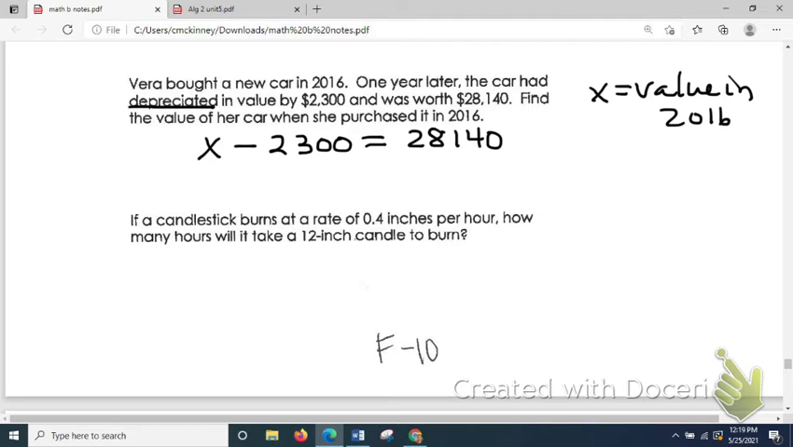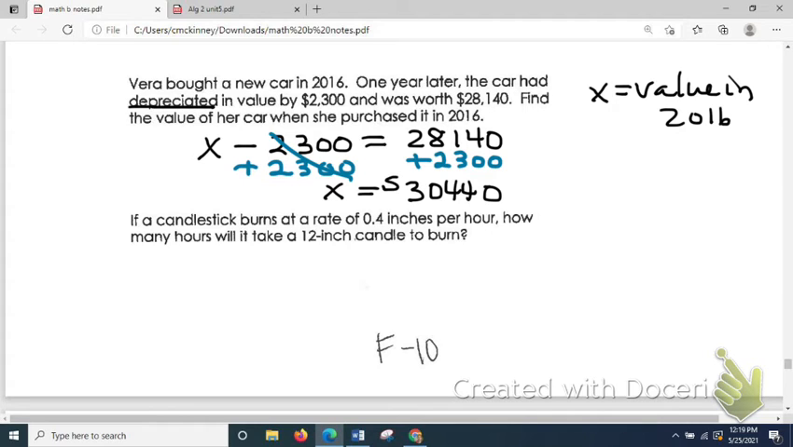And then to find out how much it cost her at the beginning, we would need to add the $2,300, the amount that it went down in value, add that back on. So she bought it when it was purchased for $30,440.